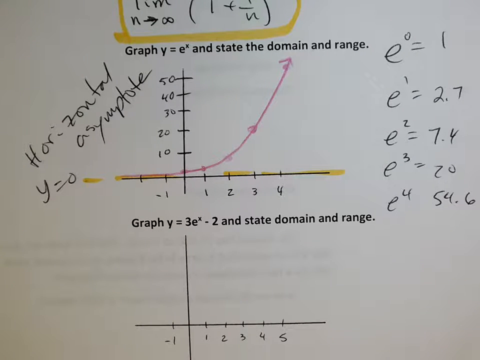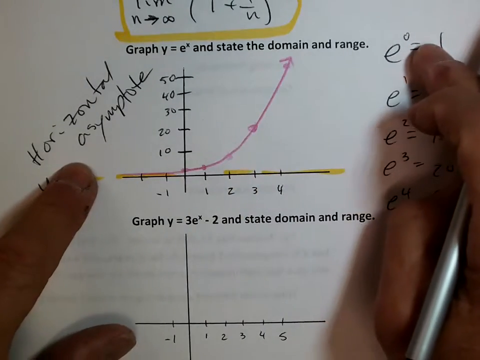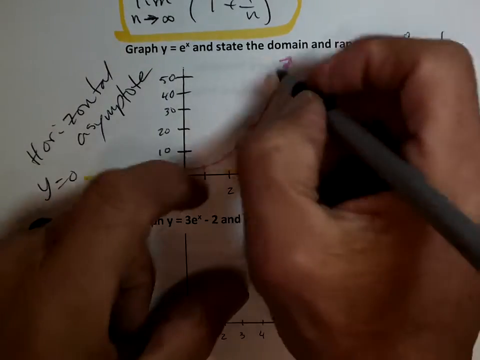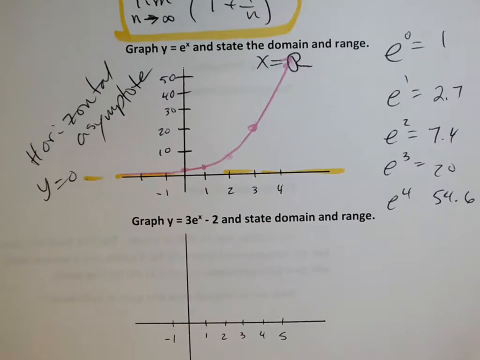Now, domain and range. Well, domain is forever wide, right? And not only that, we can plug in any number. So the domain is simply x equals all real numbers. Forever wide, right?